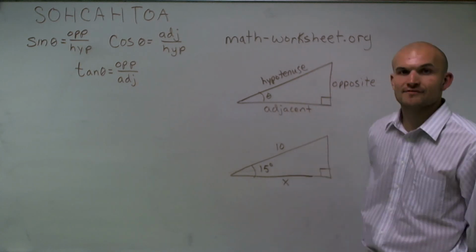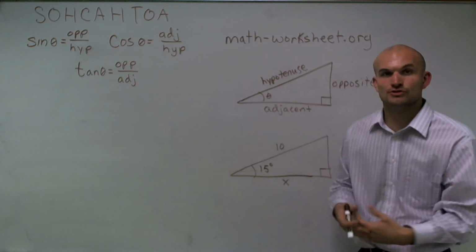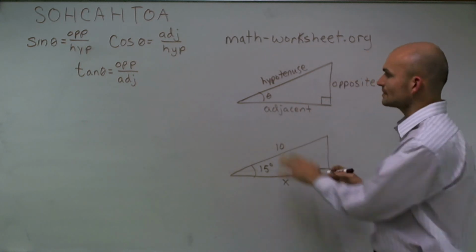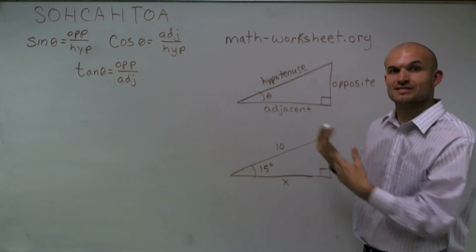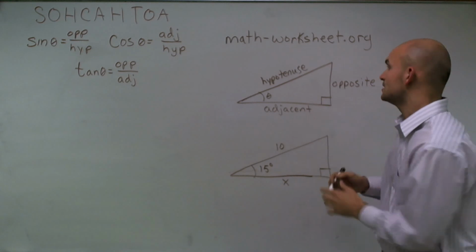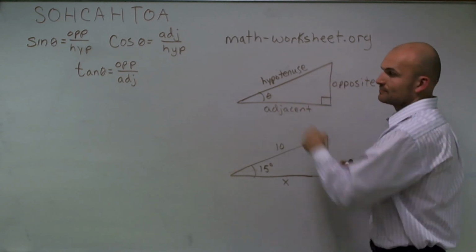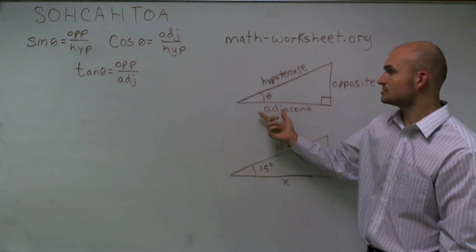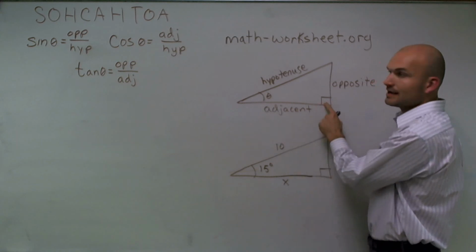Now, if we have an angle besides our 90-degree angle, we usually call that angle theta. And theta is going to help us determine which of our legs are our adjacent and our opposite side. So the opposite side is the side that is opposite of your angle theta. Your adjacent side is going to be the side length that connects your angle theta and your right angle.